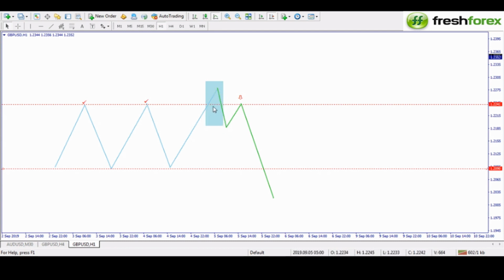So this move here is actually the false breakout. The fact that price has gone above, price has come back and broken below again. This move here is called a false breakout. So this is the first case for a false breakout.